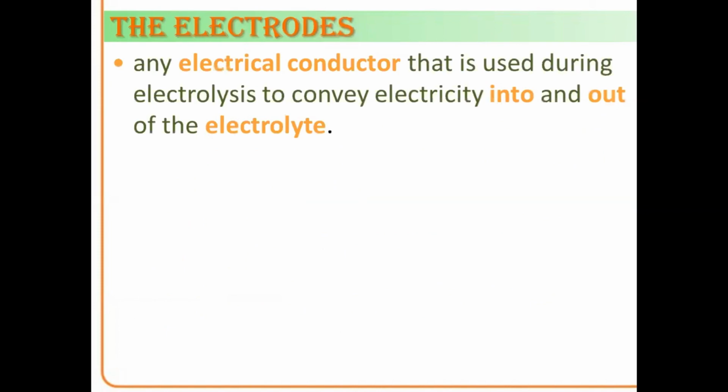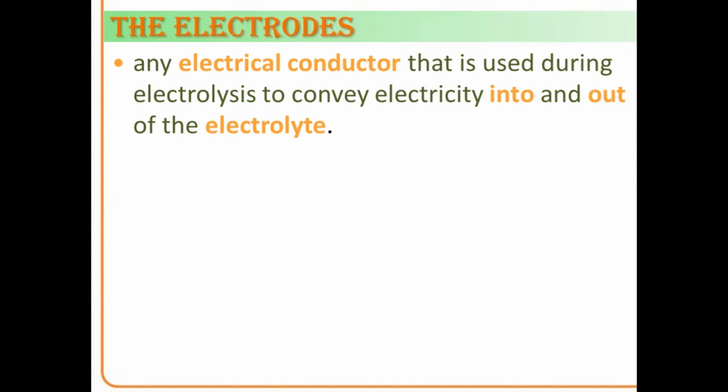Now, let's look at the electrodes in more detail. An electrode is any electrical conductor that is used during electrolysis to convey electricity into and out of the electrolyte. Now, what this means is that you have one side that allows electrons to flow out of the electrolyte and one side that allows electrons to flow into the electrolyte.